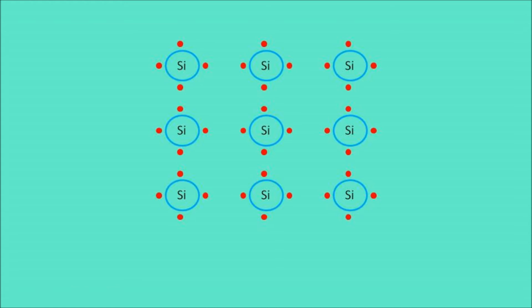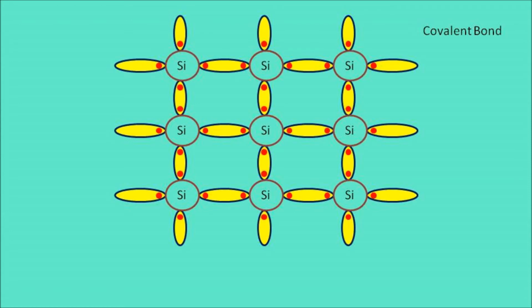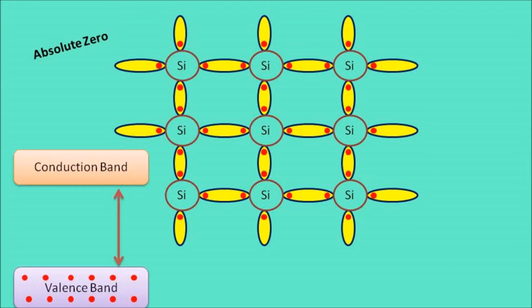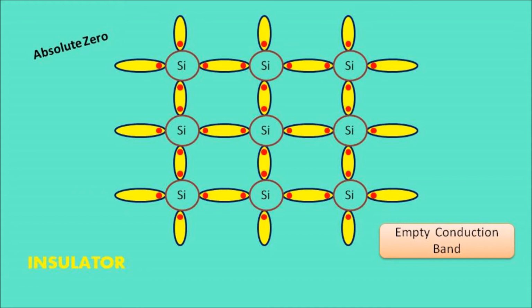To obtain octet, each silicon atom is covalently bonded to 4 neighboring silicon atoms. Since all electrons are bonded, there are no free electrons at absolute zero. Thus the conduction band is empty and our silicon now behaves as an insulator.